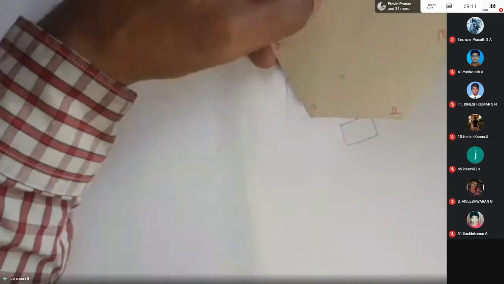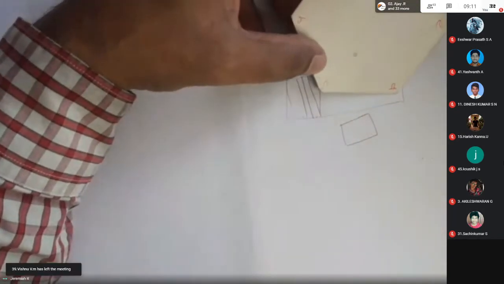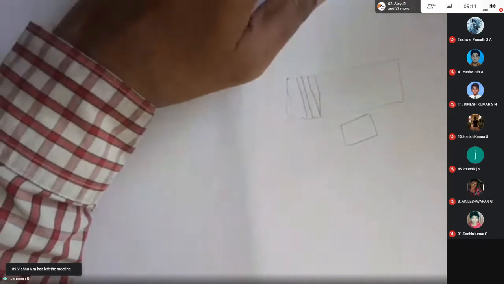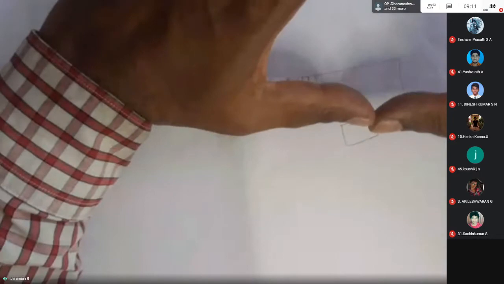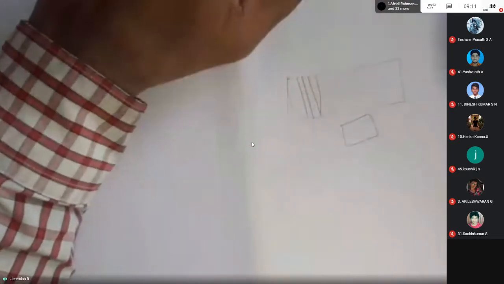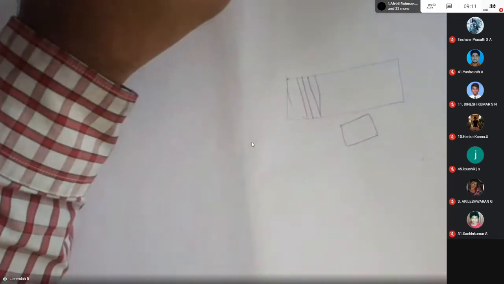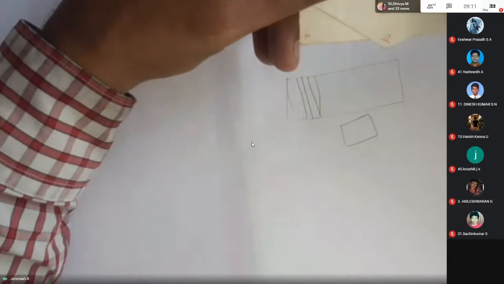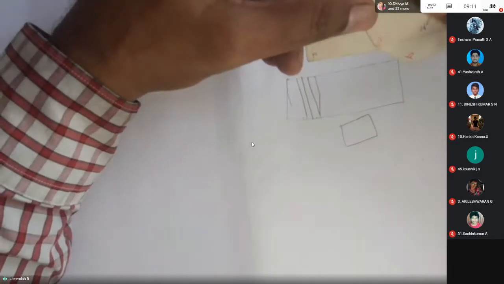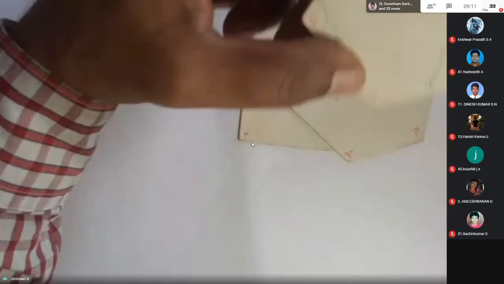I'll tell you how to make this. Probably I'll share one simple video on how to make this lamina. You must prepare a pentagon and a hexagon. I'll try to share, probably before this evening, which laminas you have to prepare in a small sheet.